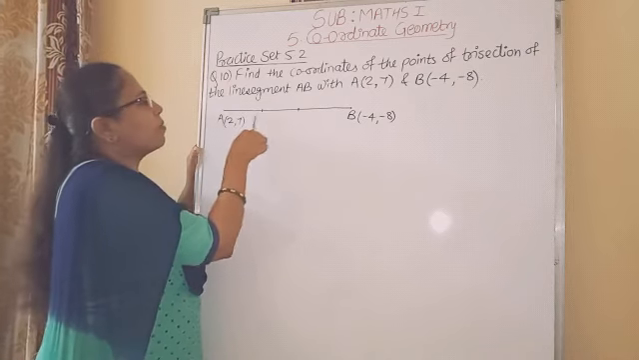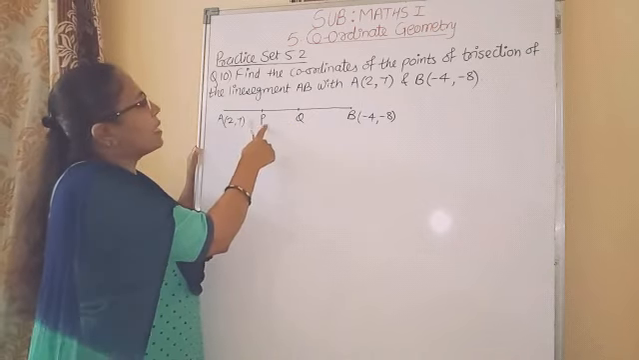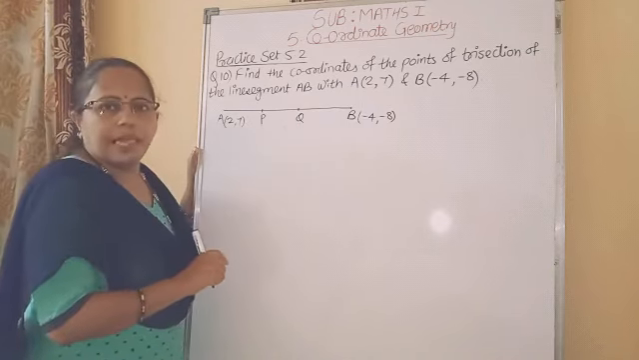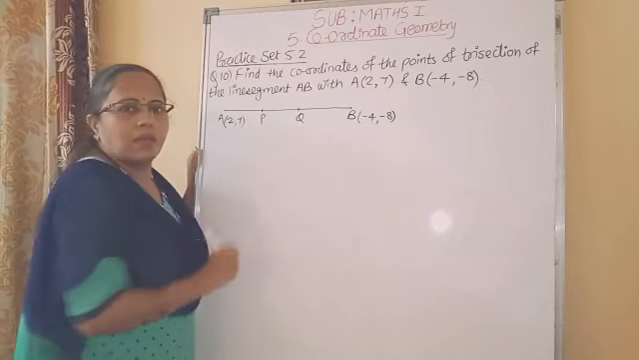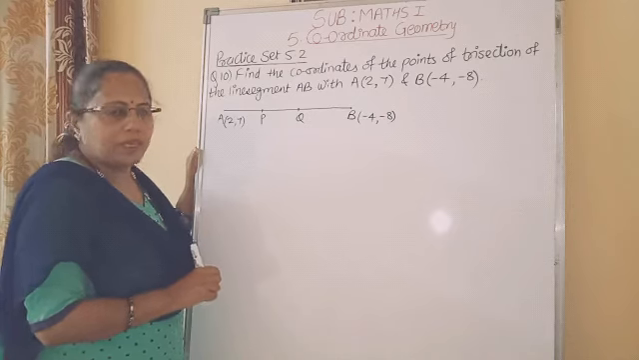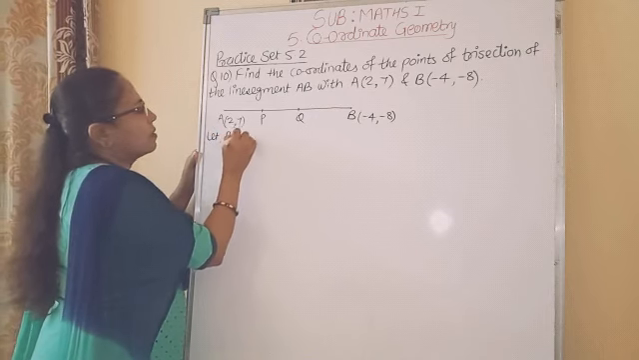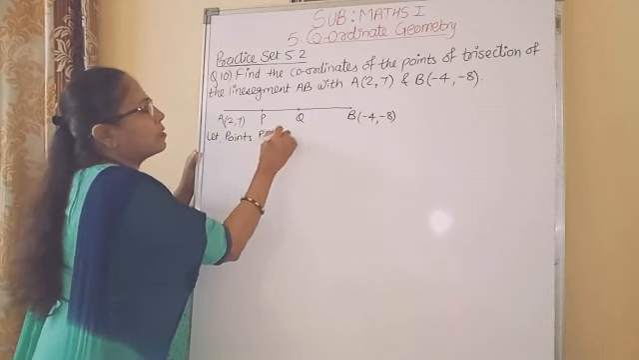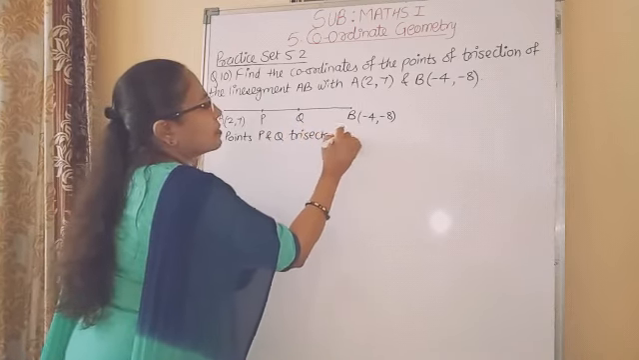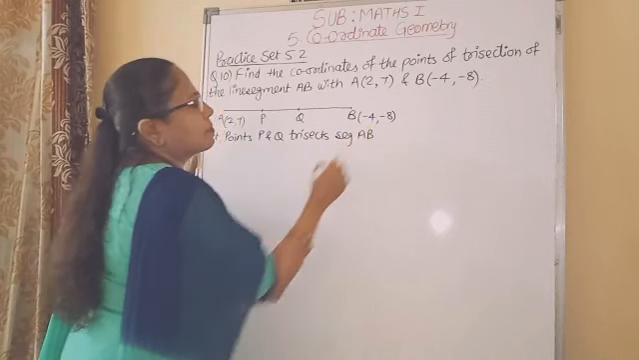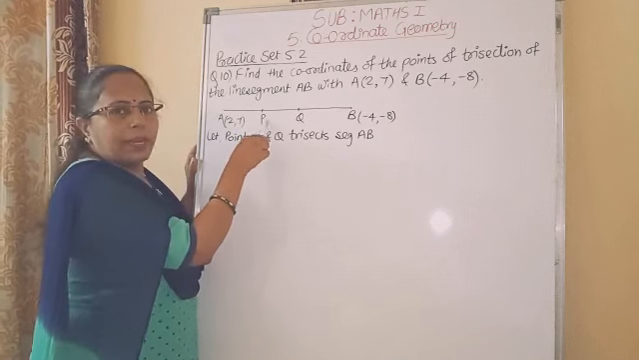So we will give the names P and Q to the points. We can say that point P and point Q trisect the segment, and we have to find the coordinates of point P and point Q. Okay, follow the question. So here we will write: let points P and Q trisect segment AB.